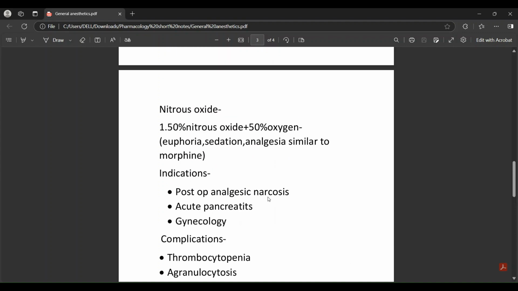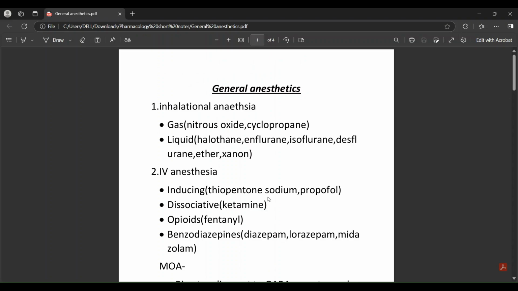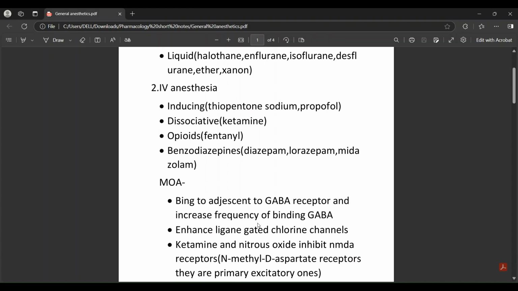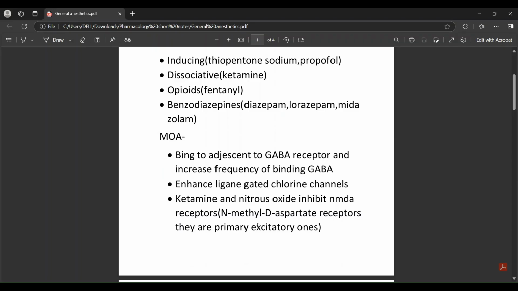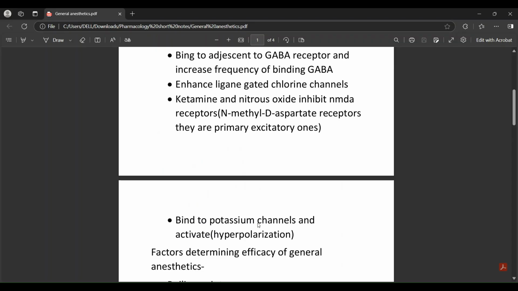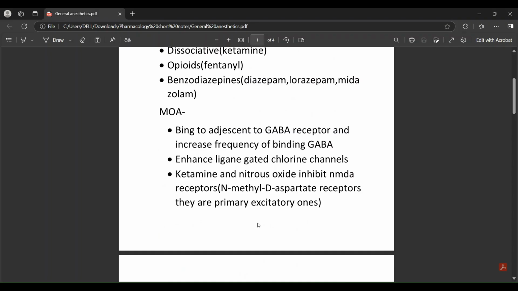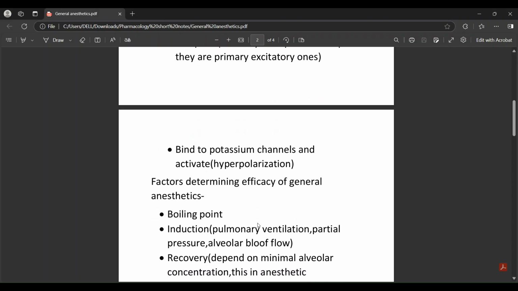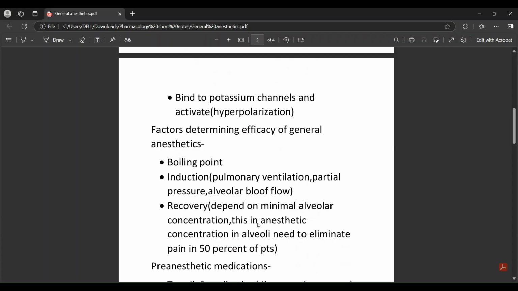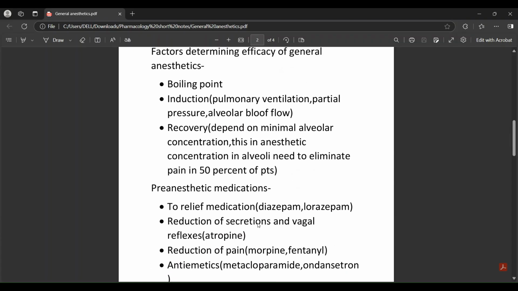So in general you have to know what general anesthetic is, what the classification of general anesthetic is, what the mechanism is, what the examples are, what pre-anesthetic medications we use with general anesthetic, and what good qualities we expect from a good general anesthetic. What is minimal alveolar concentration? That is the concentration needed for 50% of patients to go into anesthesia. So that is minimal alveolar concentration.